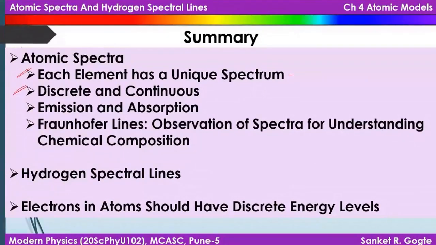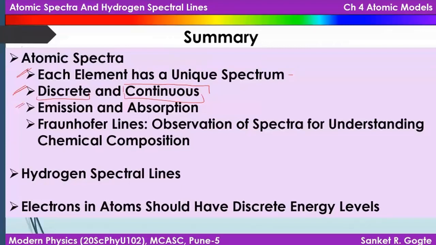Then we saw discrete and continuous spectra. When do we have a discrete spectrum? Whenever light is emitted by atoms, we get a discrete spectrum. On the other hand, if we have a dense, hot gas, then we observe a continuous spectrum. In fact, every body emits electromagnetic radiation. When I say hot, it is because only when it is sufficiently hot is the light emitted by the body going to be in the visible range. When atoms emit light, it is always a discrete spectrum because energies are discrete in an atom. Whereas a dense body always emits a continuous spectrum.